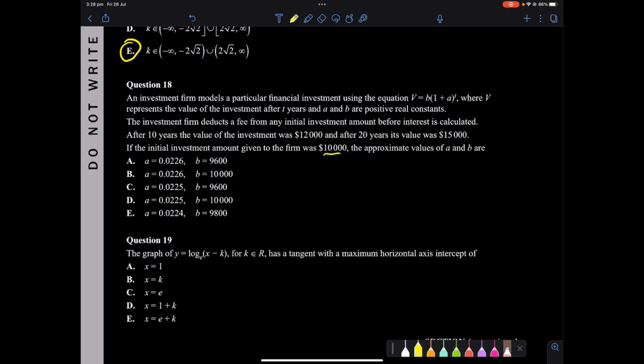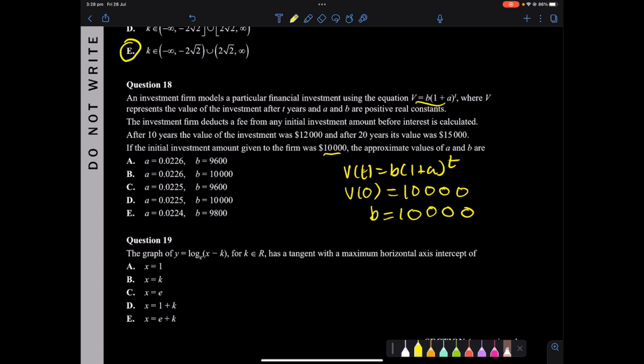Okay. So if I know that V of T, which is this value over here, is B times 1 plus A to the T, so we know that the initial, so when T is 0, V should equal 10,000. So if I put 0, it'll just equal B is 10,000. So you are saying that B is your initial, but the problem is it's not 10,000, because they said that the investment deducts a fee from the initial investment beforehand. So B must be less than 10,000. So it's not these ones over here.